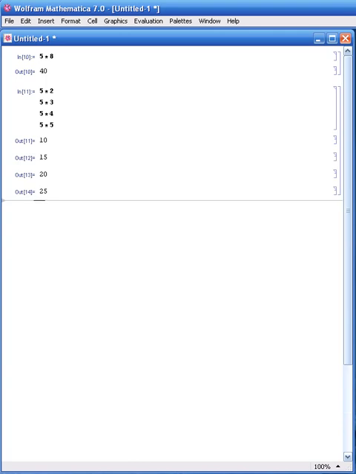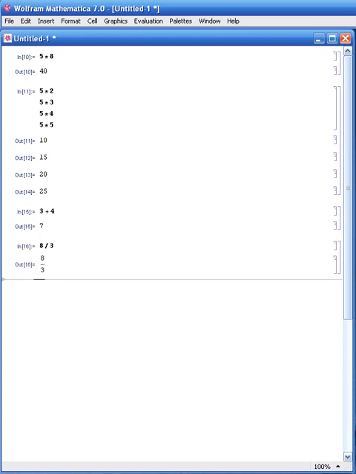It does other calculations as well. 3 plus 4, Shift Enter in the usual way, and 8 divided by 3, Shift Enter. Now there it's given us a fractional output, and most times we actually won't want fractions, we will want decimal answers.